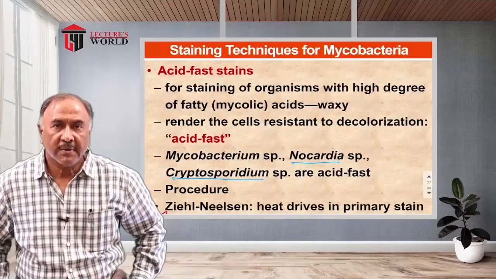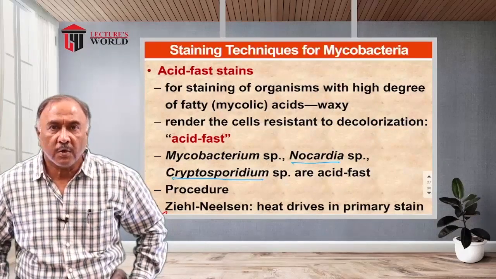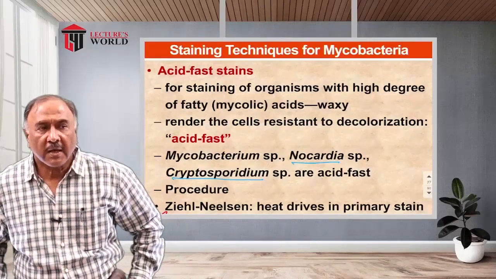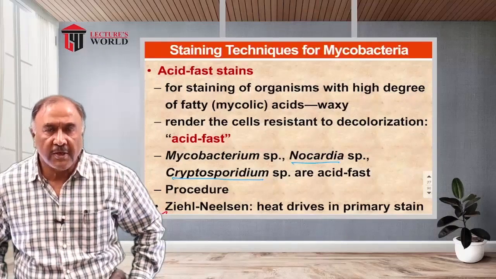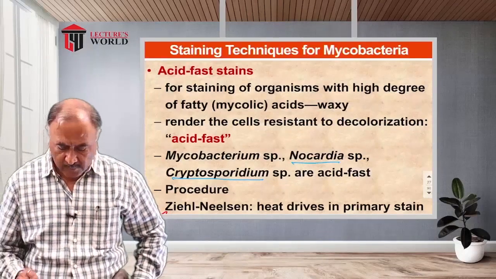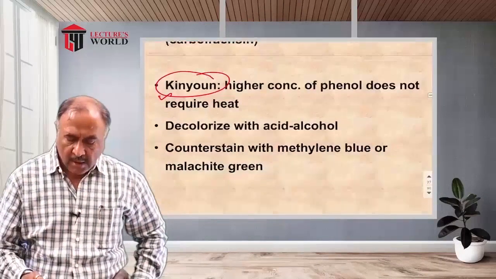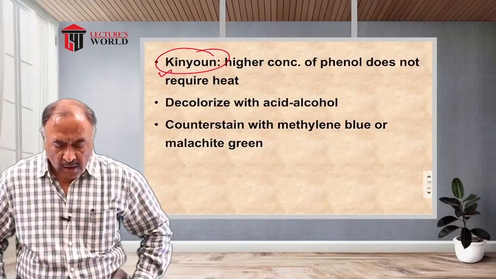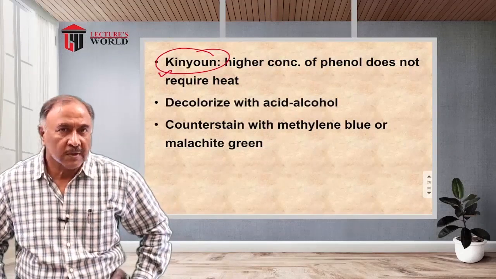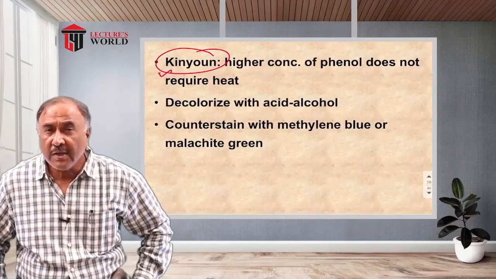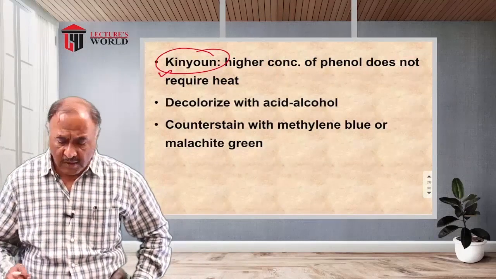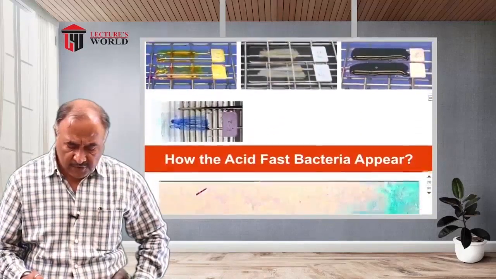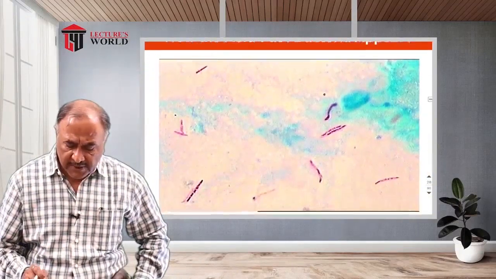They retain the primary stain and they look different from non-acid fast organisms, which are stained by a counter stain, that is malachite green or methylene blue. In a few cases, there is another technique, the Kinyoun technique, which is a cold method of acid fast stain. That is, heat is not employed for staining the organisms. So this is the Ziehl-Neelsen carbol fuchsin stain. And how do these acid fast bacteria appear?